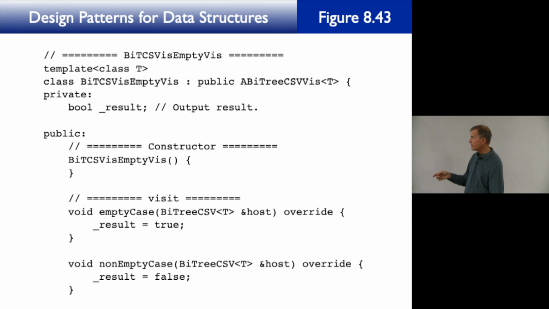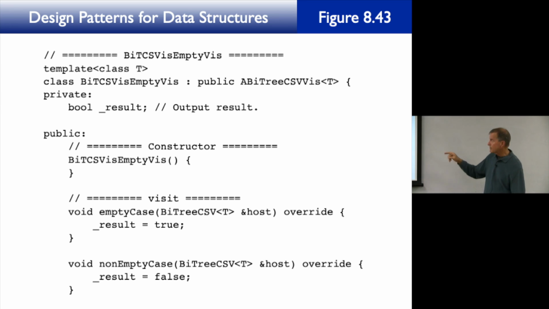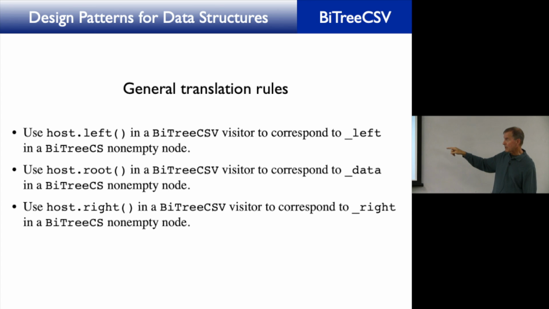Let's take a look here in figure 8.43. See, it's void, non-empty case, bitree CSV, and what is the parameter? Ampersand host, called by reference. Are you with me? So host is what we have. And then what other things do we have in our environment? Whatever attributes we have, which in this case is underscore result. So we don't have an underscore left and an underscore data, but we have host. And so what can we use for host? So what's the general translation rule? Instead of underscore left, we can say host.left. And for underscore data, we can say host.root. And for underscore right, we can say host.right. See how that works?